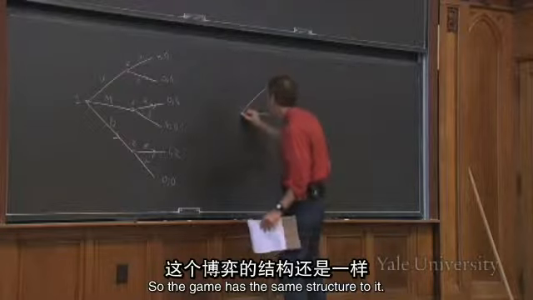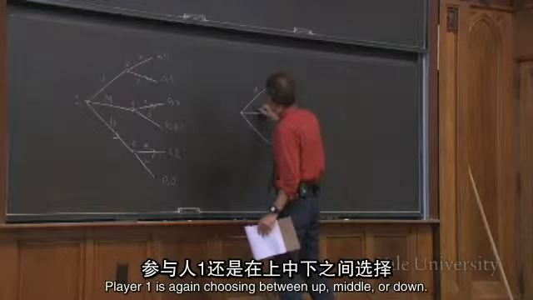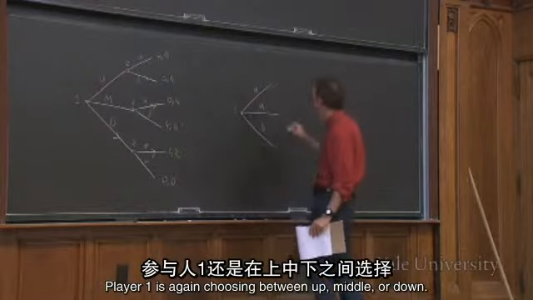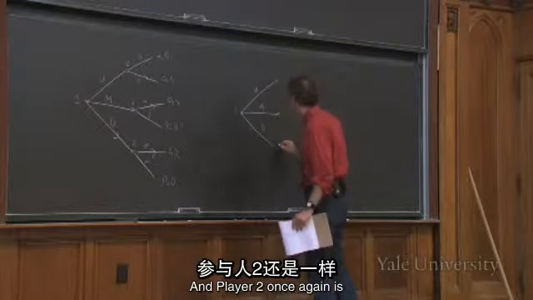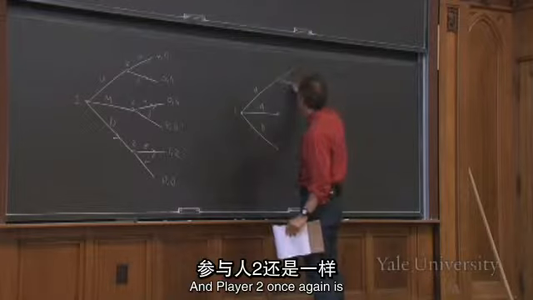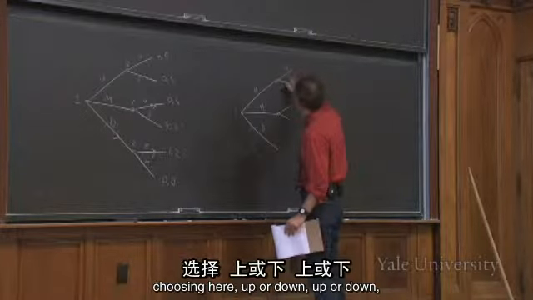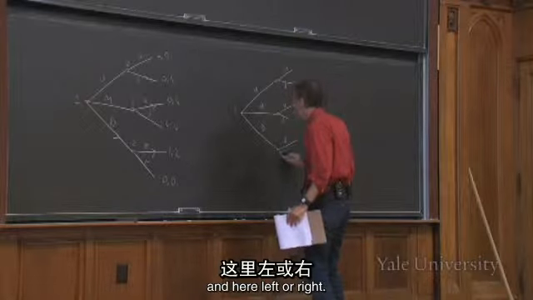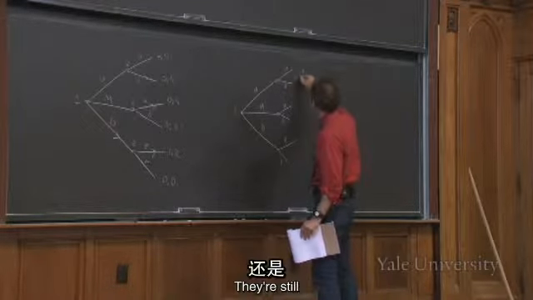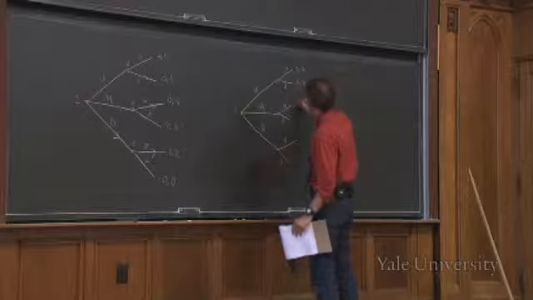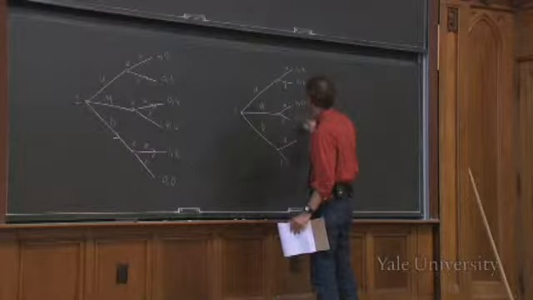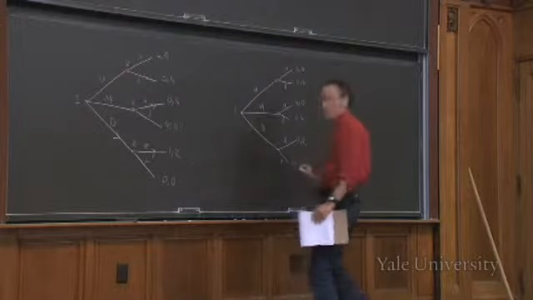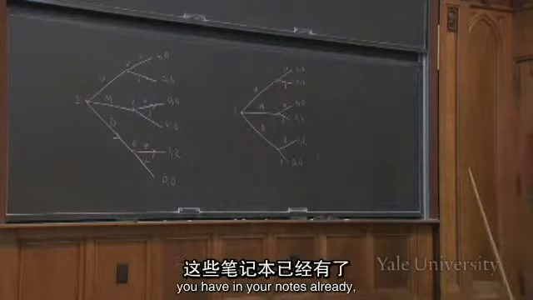So the game has the same structure to it. Player one is, again, choosing between up, middle, and down. And player two, once again, is choosing here, up or down, and here, left or right. And the payoffs haven't changed. They're still 4-0, 0-4, 4-0, 0-4, 1-2, and 0-0. So that's exactly the same as you have in your notes already.